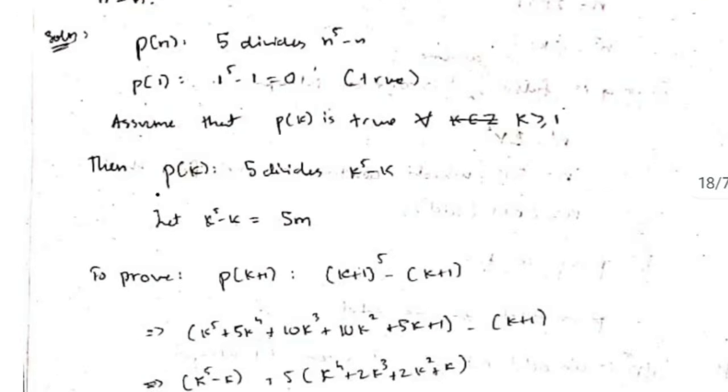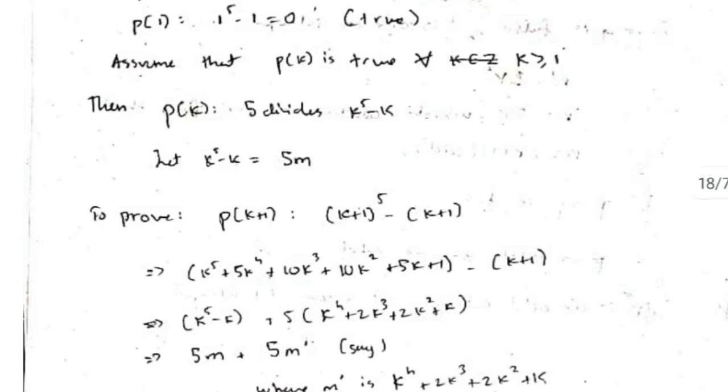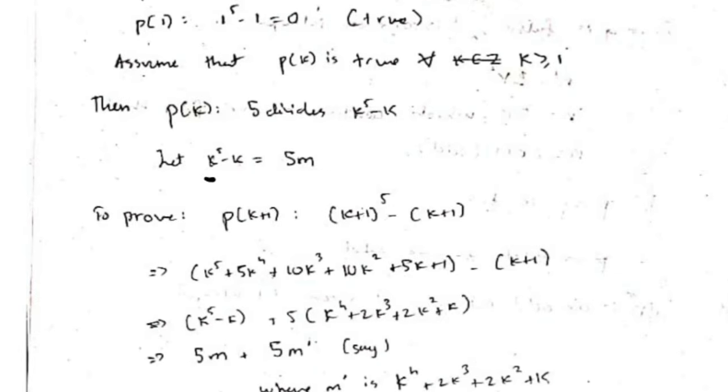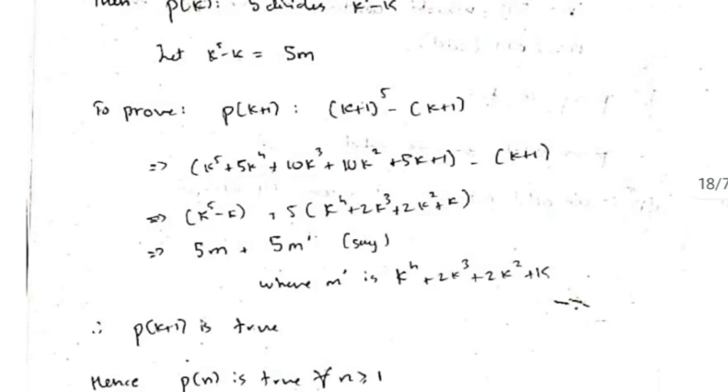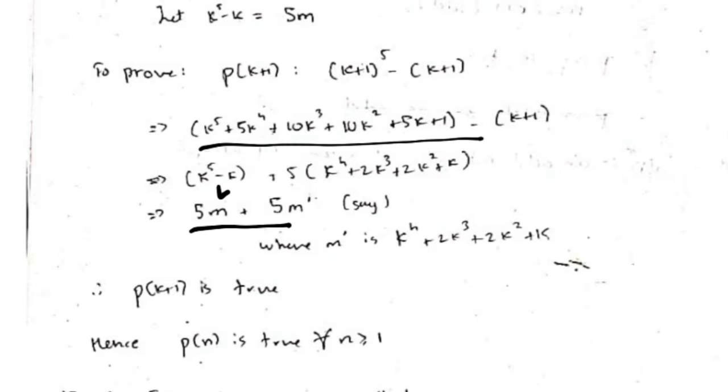Then we will consider p of k. P of k is k raised to 5 minus k, which is divisible by 5, so k raised to 5 minus k can be written as 5m. Now we will do the same for k plus 1. Instead of k we write k plus 1, expand it, and take 5 common. Since we are able to write the equation by taking 5 as common, it's divisible by 5. So p of k plus 1 is true, hence p of n is true for all n greater than or equal to 1.